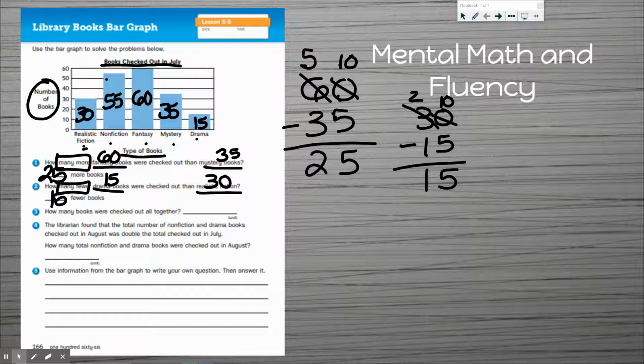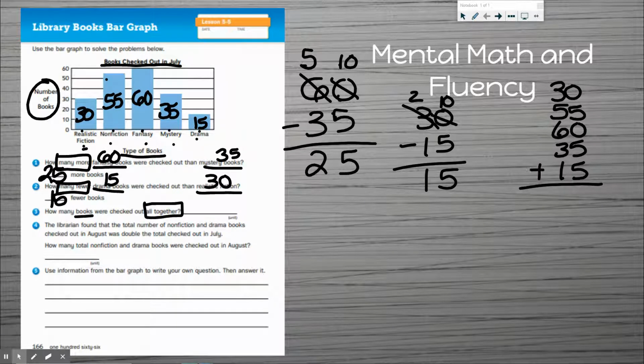How many books were checked out all together? So we're looking at the books and we're looking at all together. So that tells me I'm going to need to add all of them up together. Now, this is where it's helpful that I wrote down all of these numbers, because then I can easily do my addition problem. So I'm going to do 30, 55, 60, 35, and 15, and I'm adding those all together.